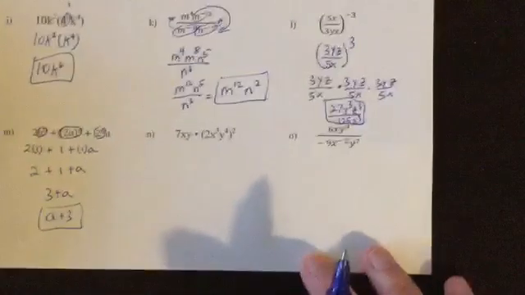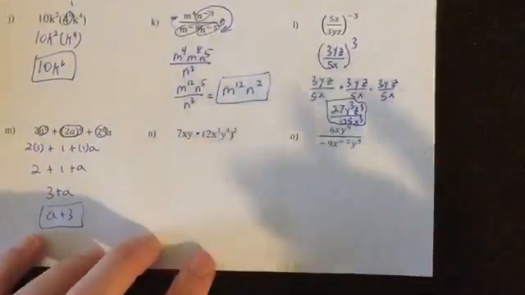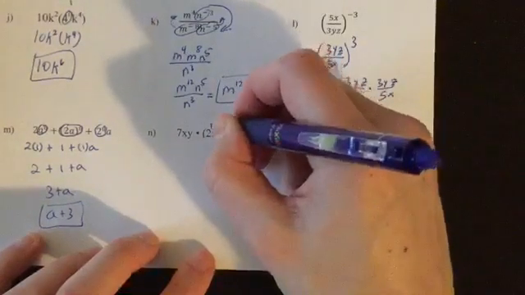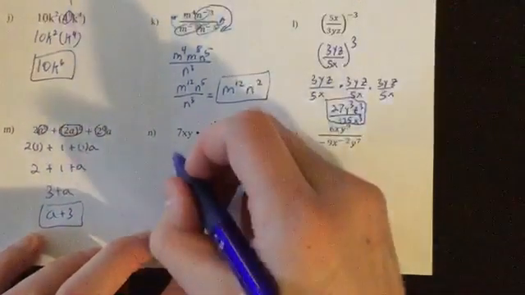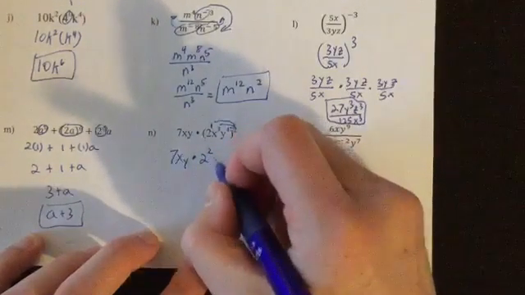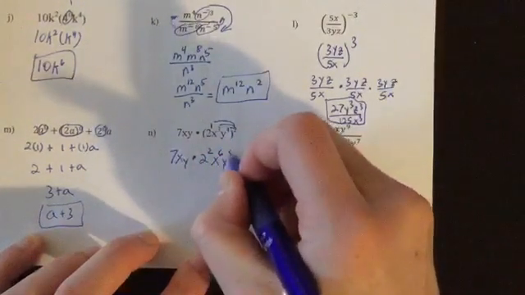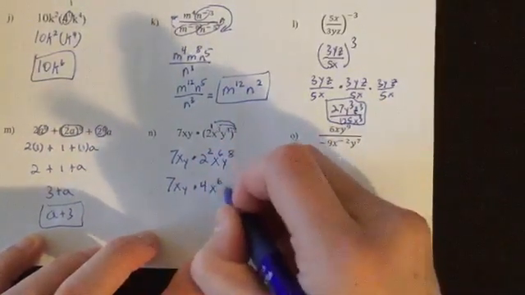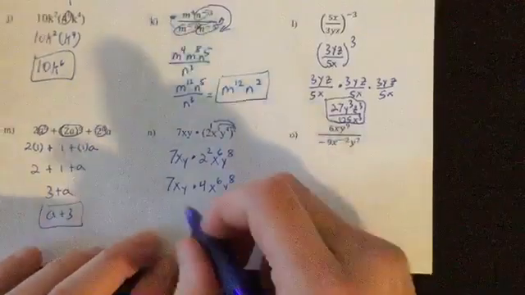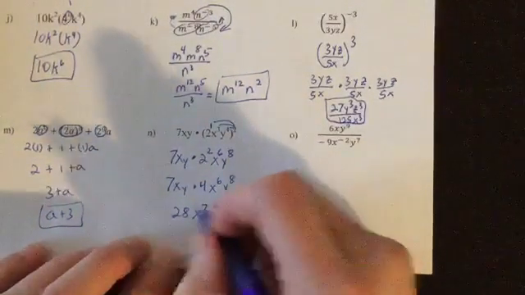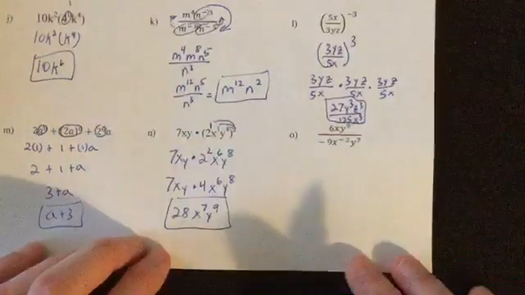On n, we've got power to a power and multiplying with same bases. We'll do that power to a power first. So remember, keep the base, multiply the exponents. So it's going to be 7xy times 2 squared, x to the 6th, y to the 8th. 2 squared is 4. 7 times 4 is 28. Let's see, x to the 7th, y to the 9th. Nice.